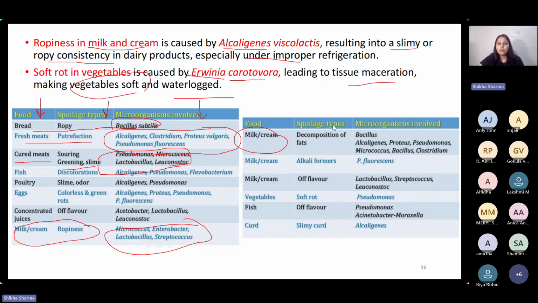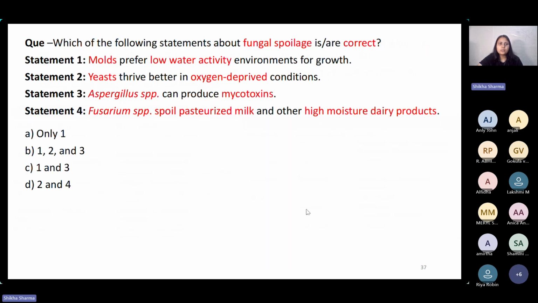And if we talk about milk and cream, if decomposition of fat is there, it is mostly by this kind of bacteria. And in milk, if there is more alkali formation, and if off flavors are there, then these bacteria. And in vegetables, soft rot will be due to Pseudomonas. So all these bacteria are involved in the spoilage of these kinds of food products.